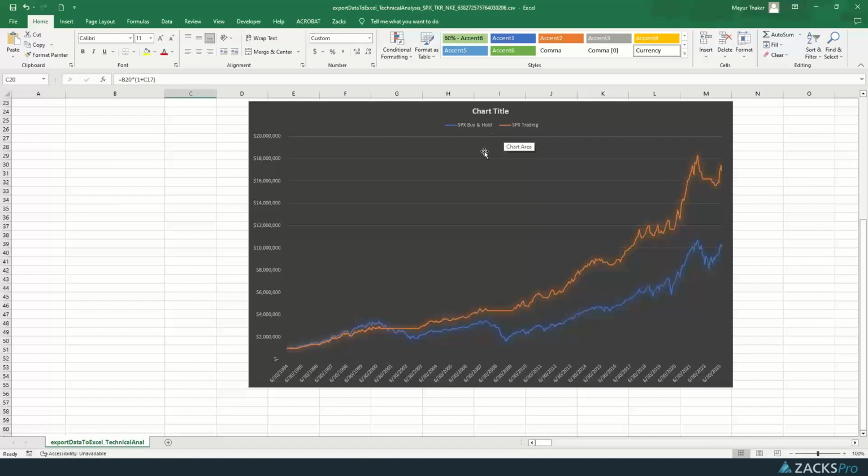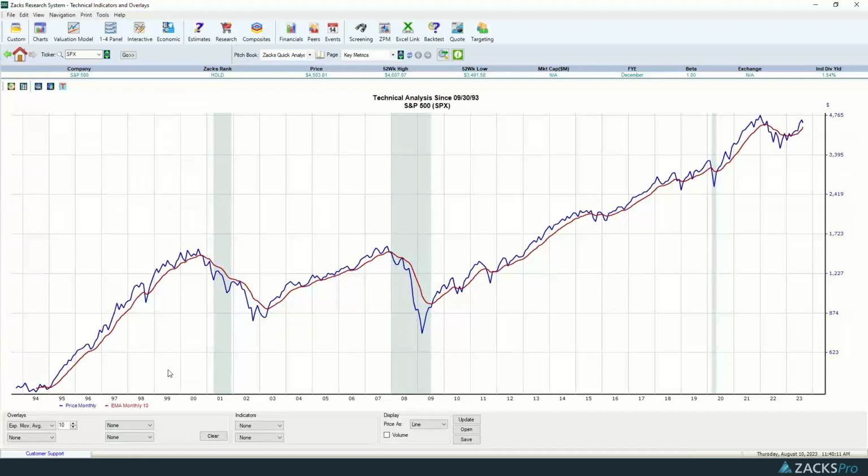Now, there's nothing magical about the 10-month moving average. You can use the 11-month moving average. You can use a 9-month moving average. You could use a 12-month moving average. There's nothing really magical about 10 months. All I'm trying to do here is find a moving average that sets a boundary that kind of defines what the medium-term trend in the market is.